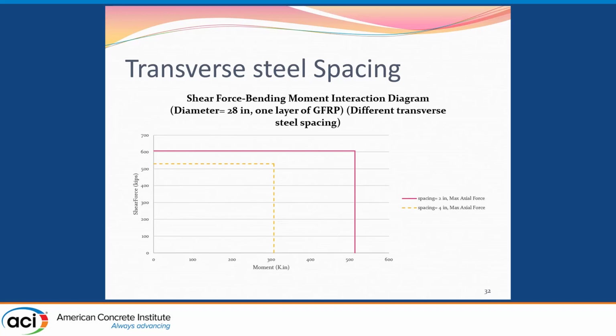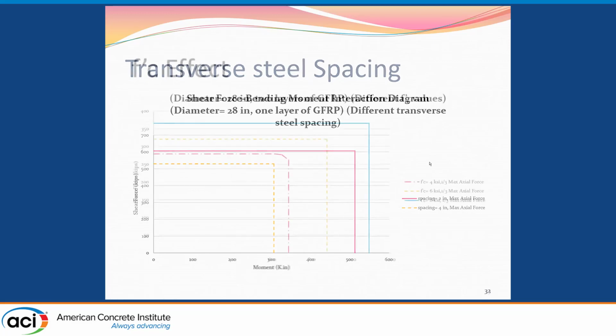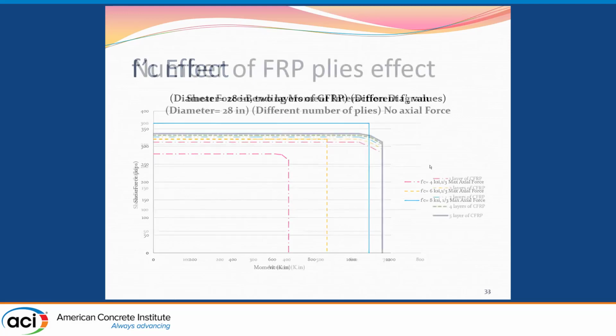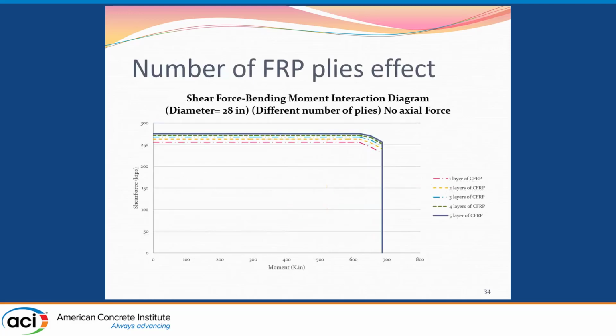And this is actually the highest effect that we have. It shows the spacing for 4 inches and 2 inches for a diameter of 28 inches and 1 layer of GFRP. This is the effect of f'c for 4 ksi, 6 ksi, and 8 ksi. And then we have the number of FRP plies effect. We did not show a great impact on the interaction diagram. It barely ranges between 260 and 280.